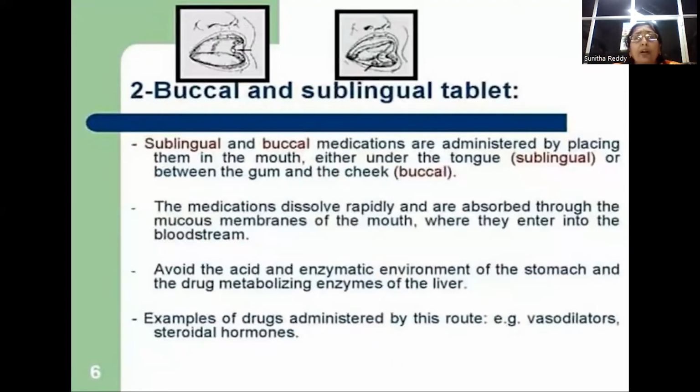The second dosage form of tablet is the buccal or sublingual tablet. Buccal tablets are kept in the gum and teeth cavity, and sublingual tablets are kept under the tongue. These medications dissolve rapidly and are absorbed through the mucous membranes of the mouth, where they enter the bloodstream. They avoid the acid or enzymatic environment of the stomach, and the drug is not metabolized by the enzymes of the liver. So some protective drugs or immediate action drugs can be used as sublingual or buccal tablets. Examples for this route are vasodilators, steroidal hormones, or nitroglycerin for angina.